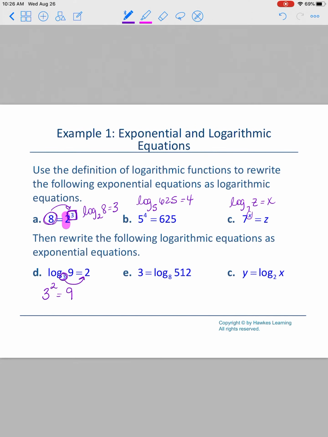B, 3 equals log base 8 of 512. My big base here is actually my small number 8. To what power? To the third power is what it equals. Equals, what was my number? 512. And then C, y equals log base 2 of x. My base, 2. To what power? That's what my log equals, to the y, equals x. Again, this should be a review from Algebra 2, converting from exponentials to logs and logs to exponentials.